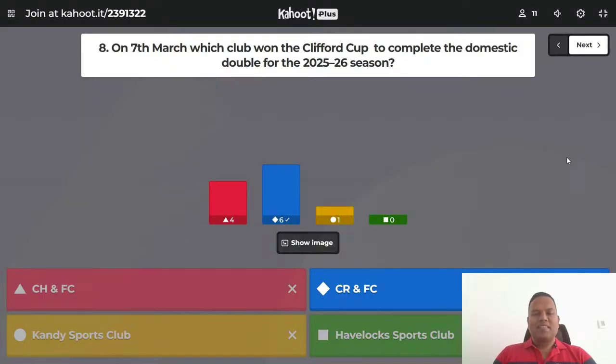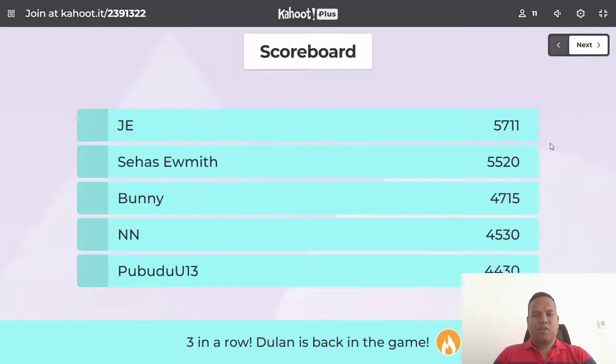It was indeed the CRNFC who won the Clifford Cup. And I think about 2 weeks back, they won the domestic one as well. I was thinking of putting either this or the Trinity, capturing both the doubles here as well, but thought maybe let's put the CRNFC one because it was a bit further away, so people may have forgotten it. But still, well done to the 6 people who got it.